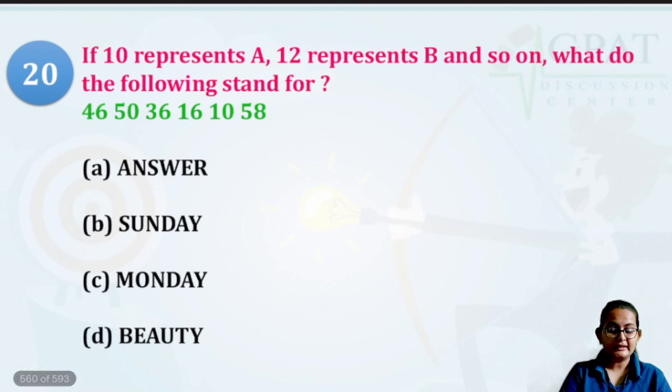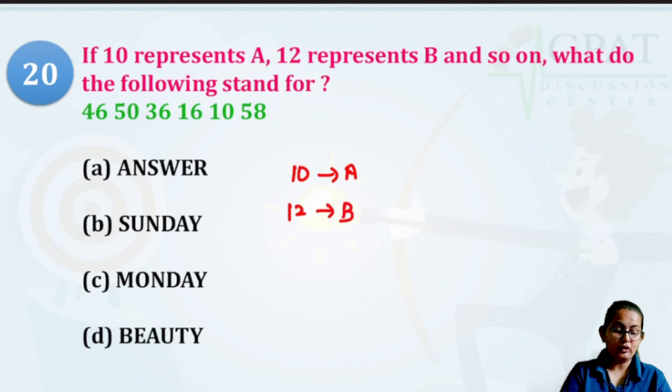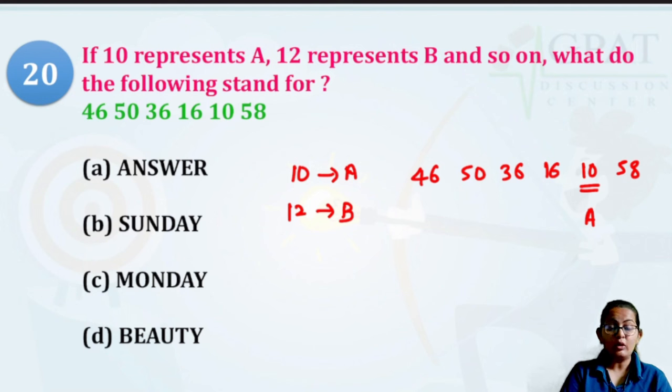Then is question 20. It says if 10 represent A, 12 means B, and so on. So what the following number stands for? So 46 is given, 50, 36, 16, 10, and 58. From 10, we are considering this A. So we got A. Then what the sequence they are following? So you have to write the alphabetical series from A to Z. Okay, write down from A to Z and the sequence.